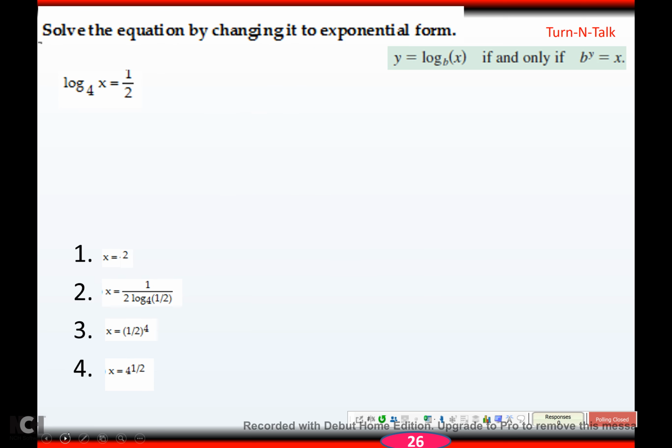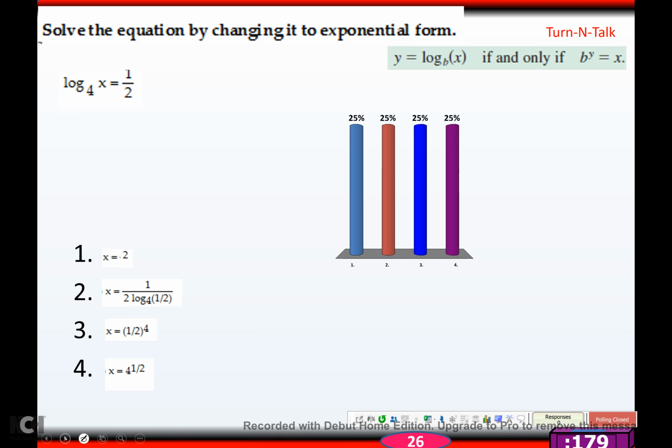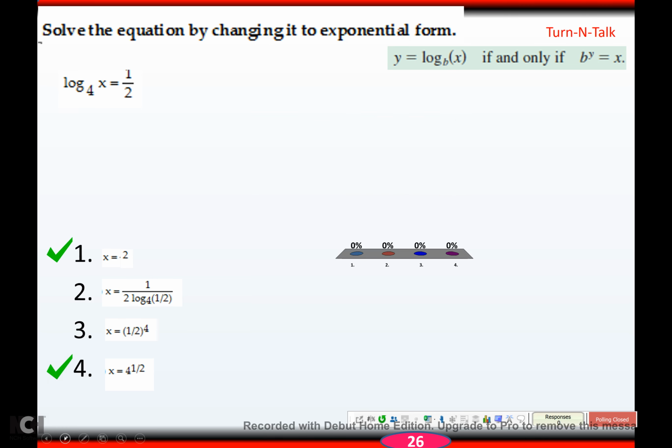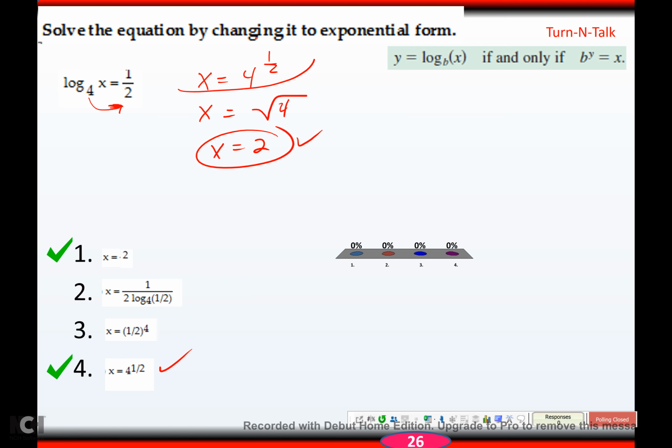Alright, so hit pause, come back when you're ready. And hopefully you got 1 or 4. Okay, the log rolls over, the bug moves over, so I have x equals 4 to the 1/2. And that's where they got that, they just left it. Or you could say 4 to the 1/2 is the square root of 4, sorry, which is 2. You could also say that.